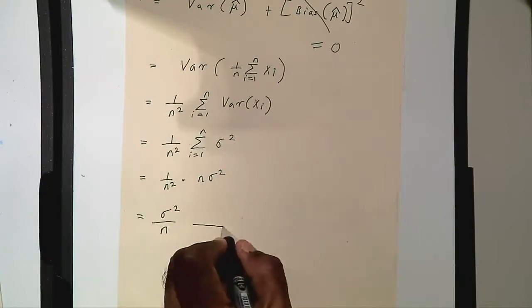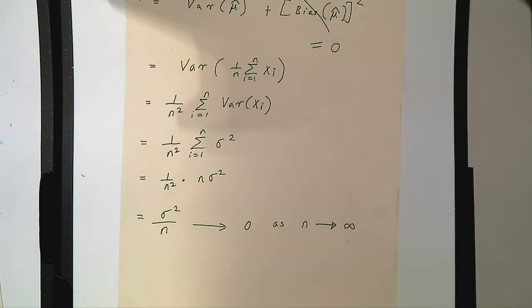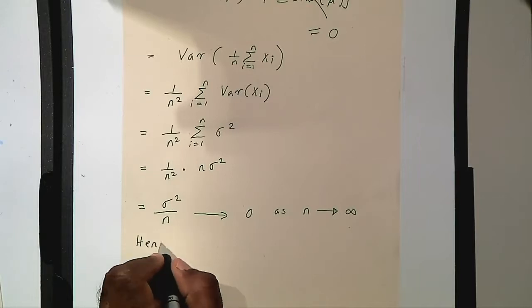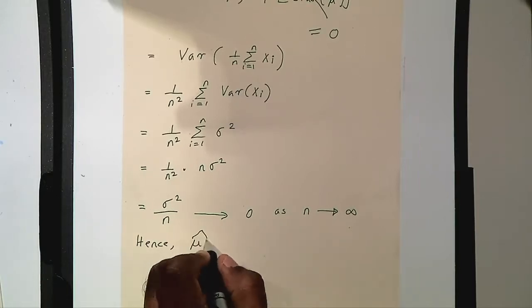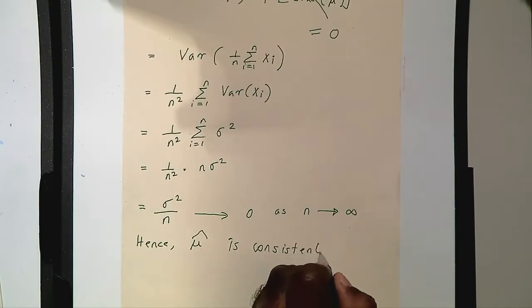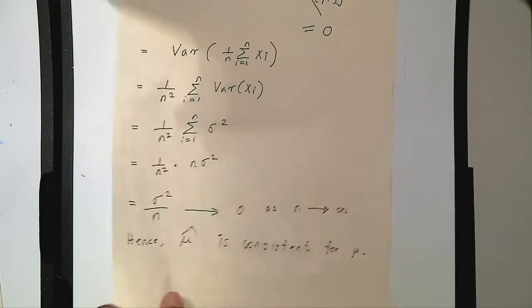Right? And this, as n approaches infinity, approaches 0. Hence, mu hat is consistent for mu, right? Remember the definition of consistency is that the limit of the MSC as n approaches infinity must be 0, which is the case here, right? All right, so that's example 1.